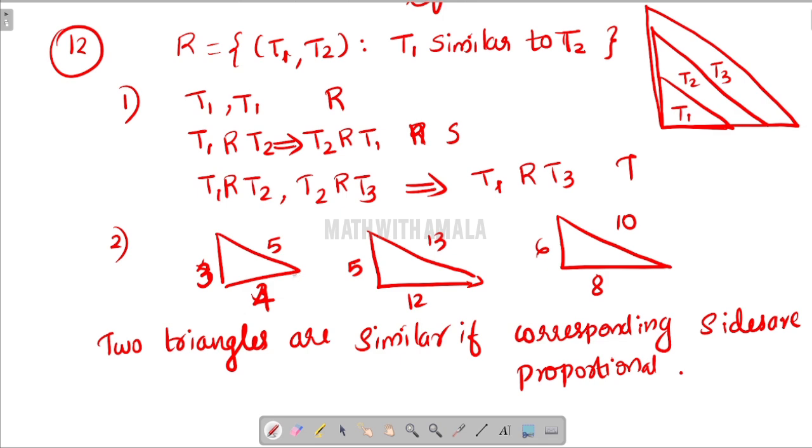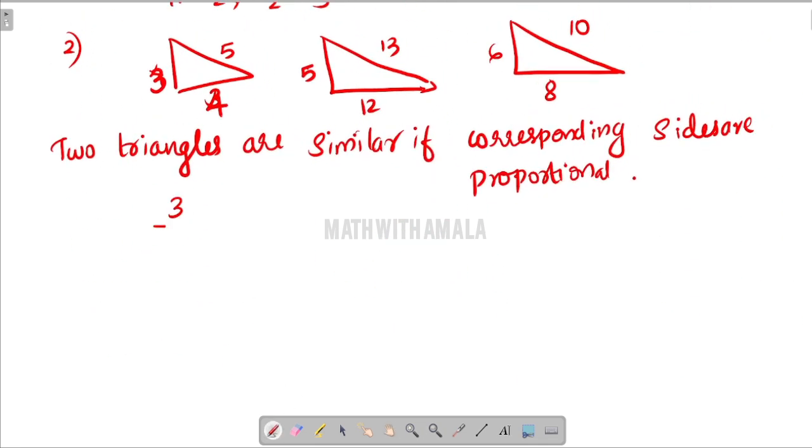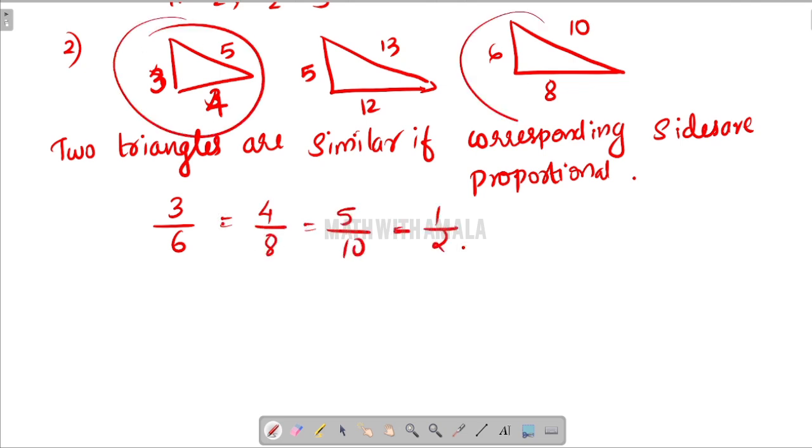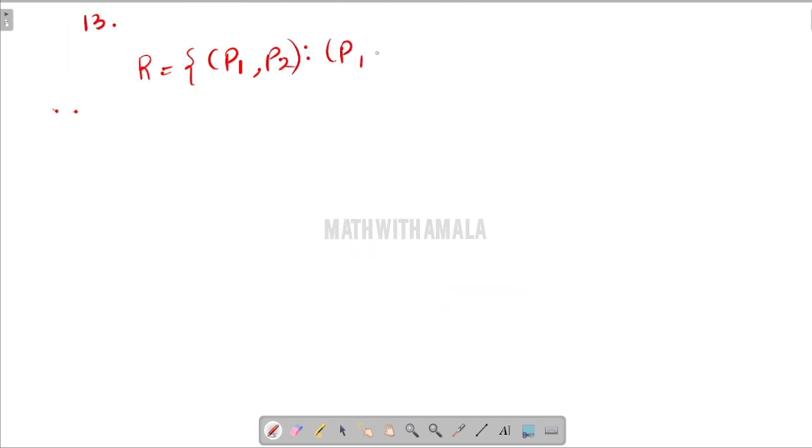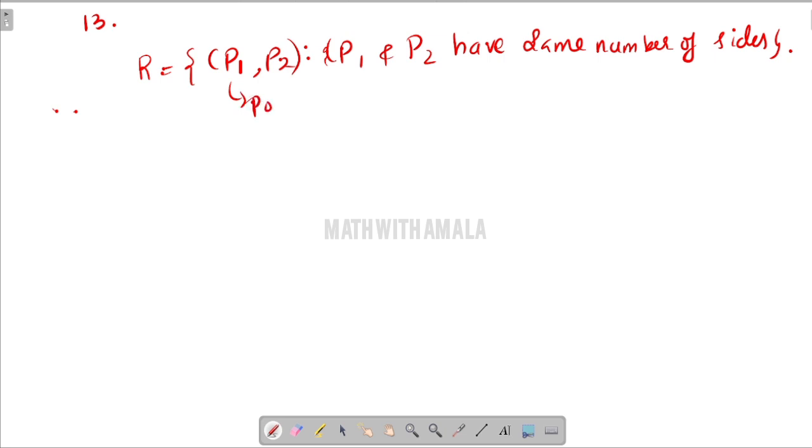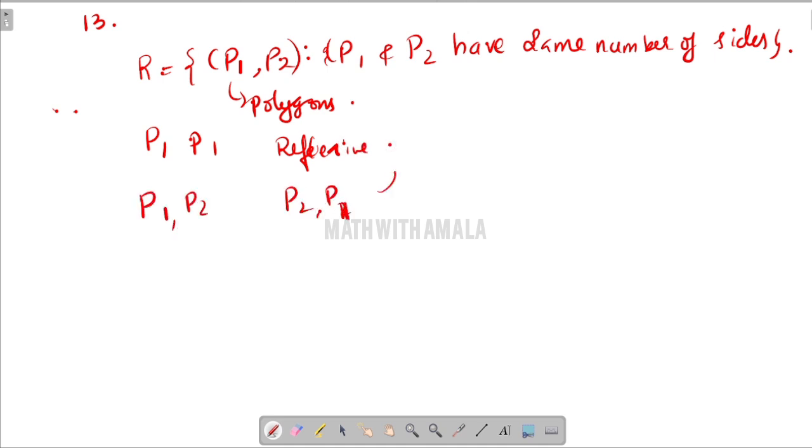So we can have the first and the last, T1 and T3, in proportion because 3 by 6 equal to 4 by 8 equal to 5 by 10 is equal to 1 by 2. Hence T1 and T3 are related. The 13th question says about a relation (P1, P2) where P1 and P2 have the same number of sides, where the Pi's are polygons on the plane. Polygons are simple closed figures made up of line segments, starting from the triangle.